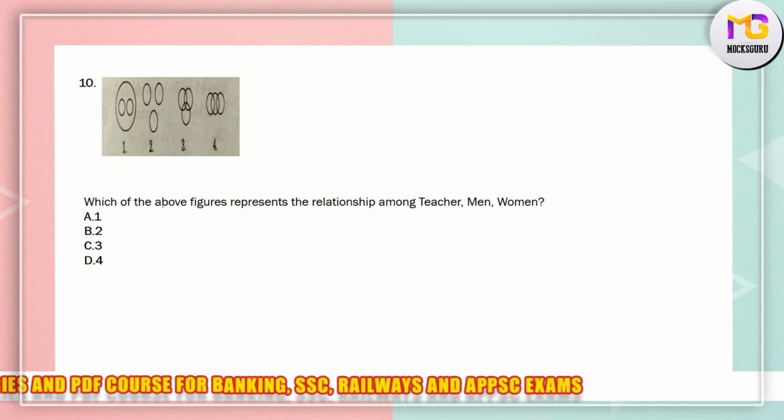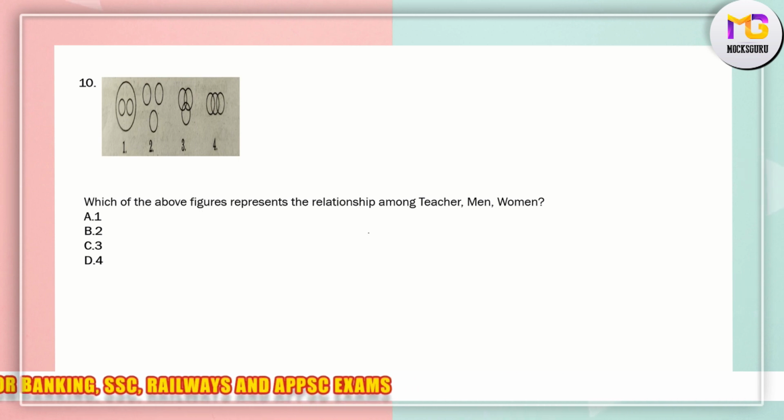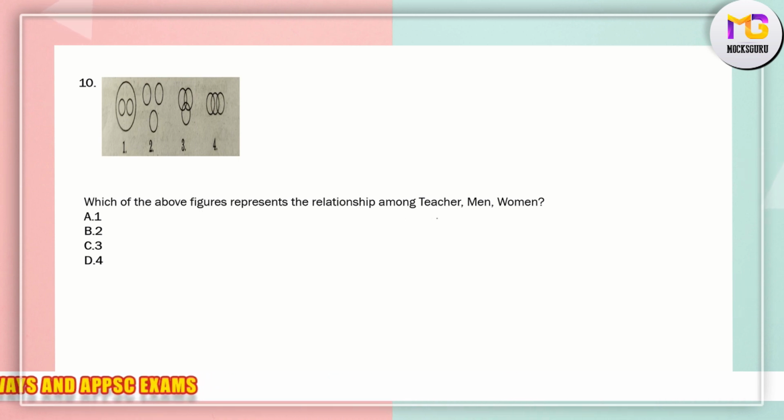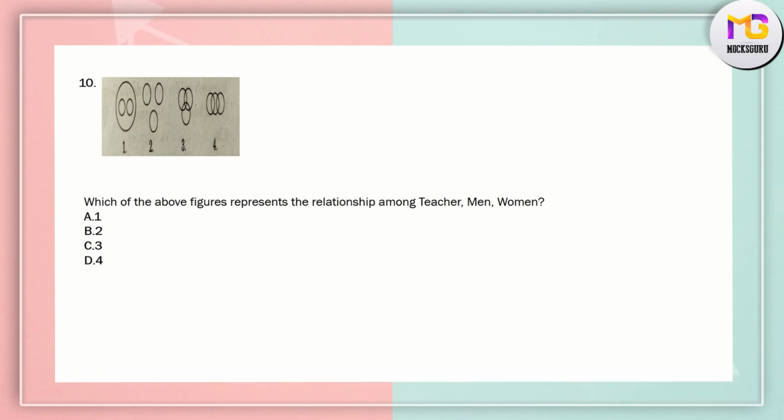Next question. Which of the above figures represents the relationship among teacher, men and women? Here 4 figures are given. So the answer would be option D, 4, because for teacher, men and women, there is no interrelationship. Teachers can be men or women, and among teachers there can also be men and women. So option 4, option D is the answer.